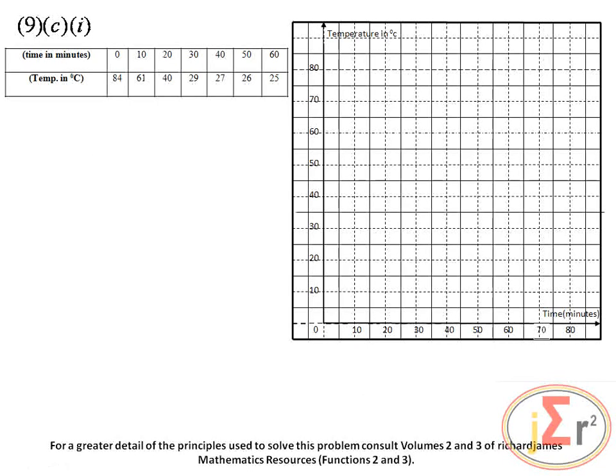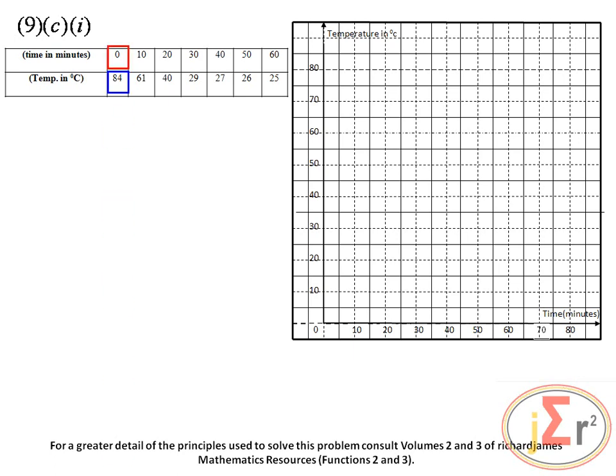We have a table that gives the temperature of a liquid t minutes after heating. In this particular case, as we can see, as the time is increasing, the temperature is decreasing. So the liquid is undergoing the process of cooling. We are going to draw the graph of the function, but first we have to plot the points. So let us plot the points.